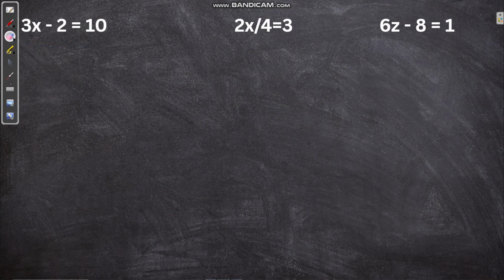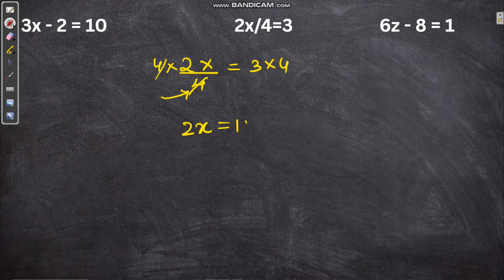Let's solve the second question. That is 2x upon 4 is equal to 3. I don't want this 4 which is in division. In order to get rid of this 4, I have to multiply by 4. I cannot only multiply by 4 on the left hand side. So I also have to multiply it on the right hand side. So into 4. So this 4 and this 4 is cancelled. So I am getting 2x is equal to 12.